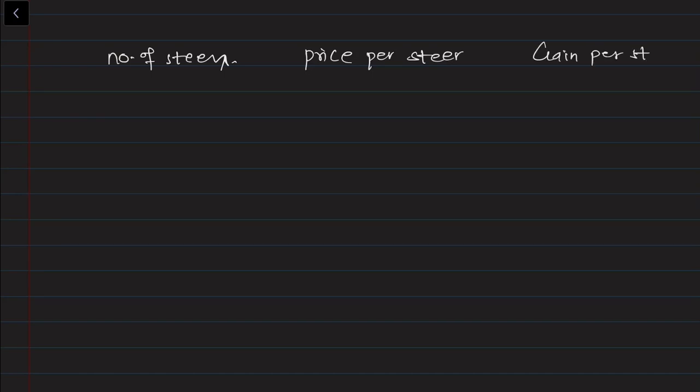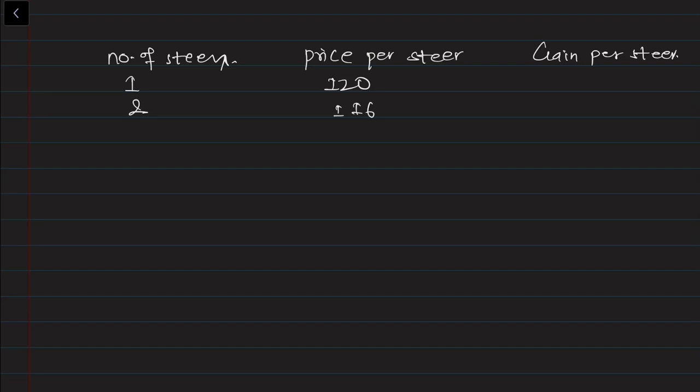So here we have number of steers and price per steer. This is market price, and then gain per steer. So when there is one steer, price is 120. When there are two steers, price is 116. Because when you send two steers on the grassland, each steer will get to eat less grass, right? So each steer will gain less weight compared to when there is one steer on the grassland. So that's why their price has reduced.